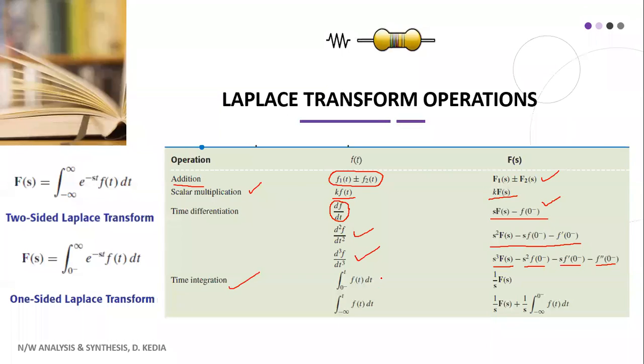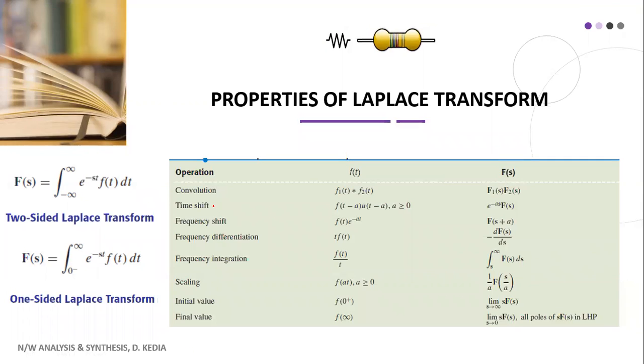Similarly, your integration. If you have the integral of a function in time, then in frequency domain it will be F(s) by s. Okay, so this is for 0 to infinity. And if you have it from minus infinity to t, this will be F(s) upon s, and you'll have the initial condition value present in your expression. Okay, so students, I advise that all of you understand the proof of these properties of Laplace transform. You also try to memorize these operations so that it doesn't consume much time when you solve your numericals.